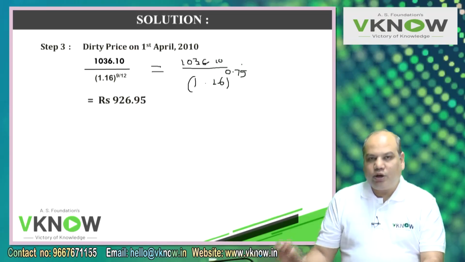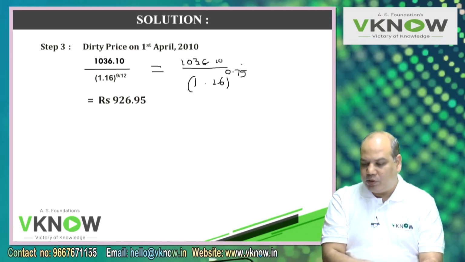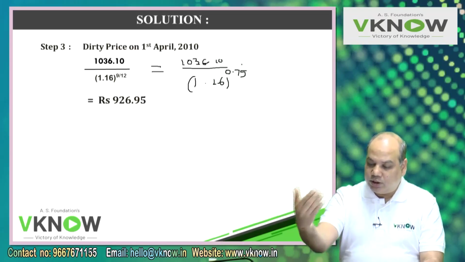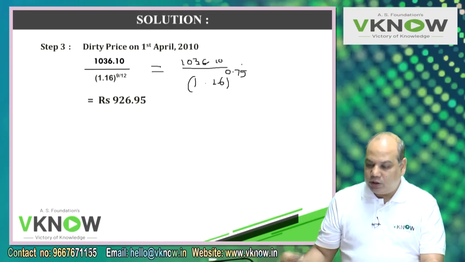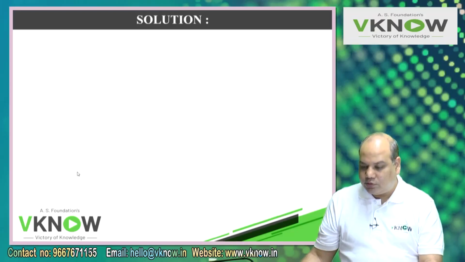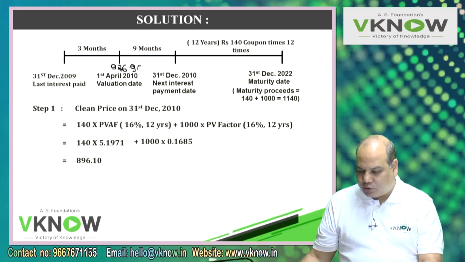So in your next step, you write down yourself 1036.10 divided by that factor, which will be 1 point something. Now final answer, 1036.10 divided by that factor will give you 926.95. This is dirty price on 1st April, 926.95. So now we are standing here on 1st April with a dirty price of 926.95 or whatever number you got.